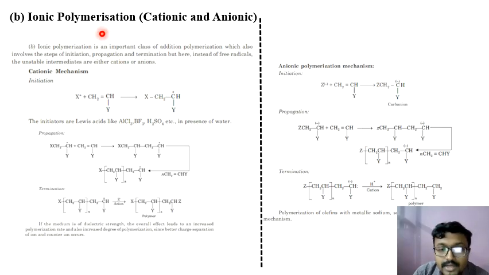Next one, ionic polymerization, will use some cation to start the polymerization reaction. If we use a cation, it will be called cationic mechanism or cationic polymerization. If we use an anion in the initiation step, it will be called anionic polymerization. Okay. Here also we can see there are three steps: initiation step, propagation step, and termination step. Now in the initiation step, if we are using cations, it is called cationic polymerization. In anionic polymerization, we are using anions. So this is called the ionic mechanism of polymerization reaction.